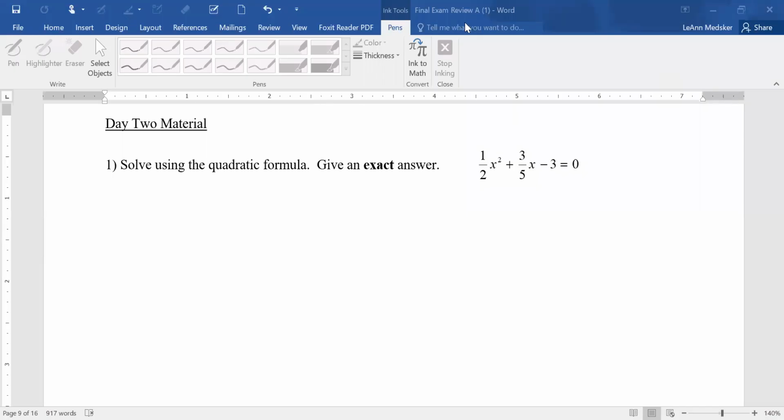All right, Math 136 students, this is the second part of the final exam review. So we're going to be looking at the material that's listed as Day 2 material and working through these examples.